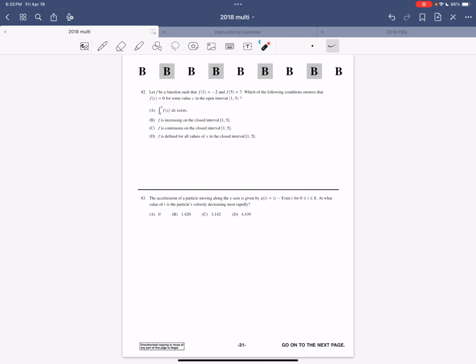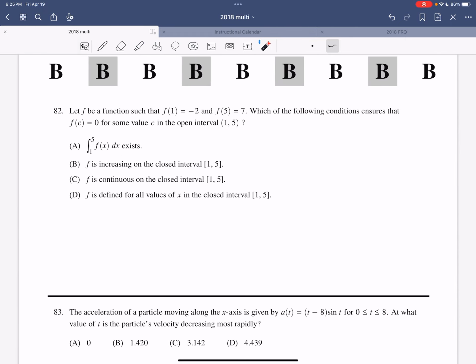Yeah. So that's a conceptual question. So here, do you see the function that has this one? You don't need a calculator. So let's say you have 1 comma negative 2. And the other one is going to be what? 5 comma 7.